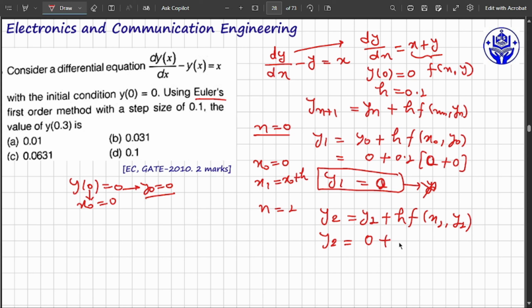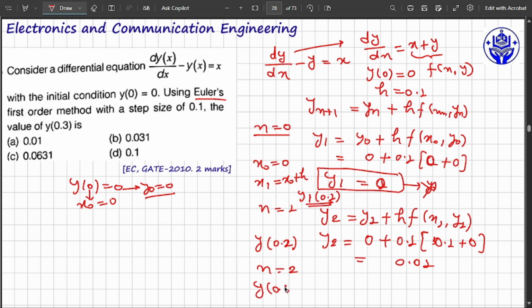y1 is 0 plus h, which is 0.1. Then x1 will be 0.1, plus y1 which is 0. Now it will be 0.01 here, so it will be y2, and on putting y, it will be y2 = 0.1.